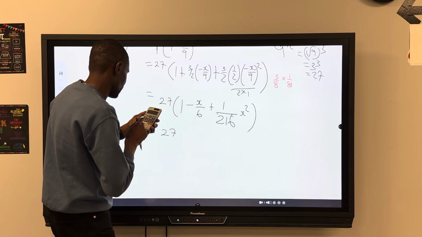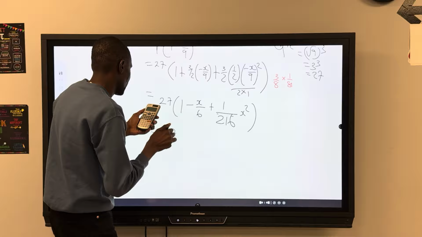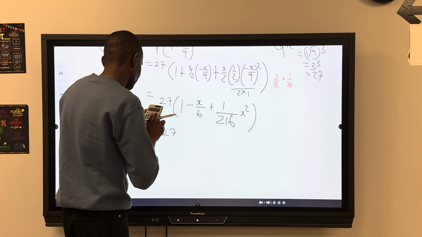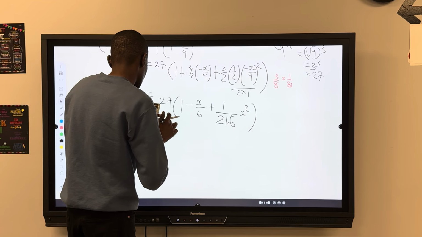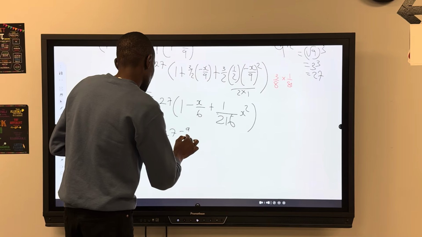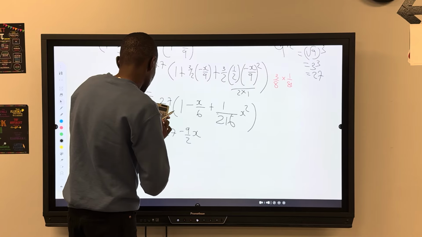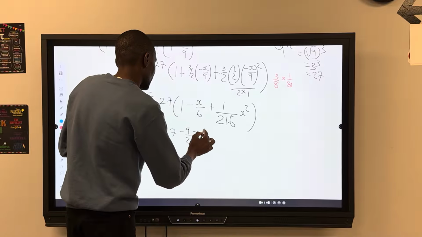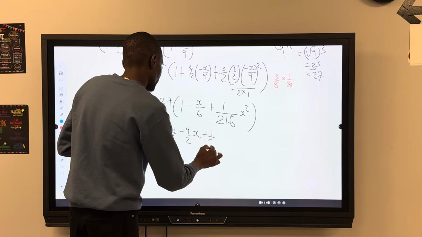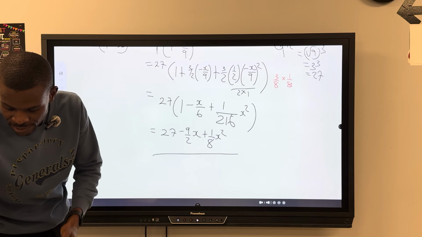So it's going to be 27 times 1 over 6. It's going to be negative 9 over 2x. Then 27 times 1 over 216, it's 8, so plus 1 over 8x squared. So this is the first one.